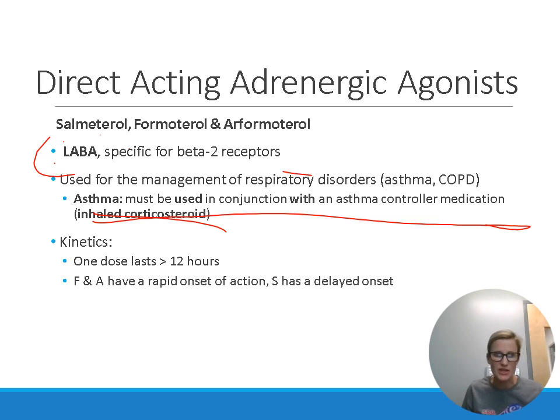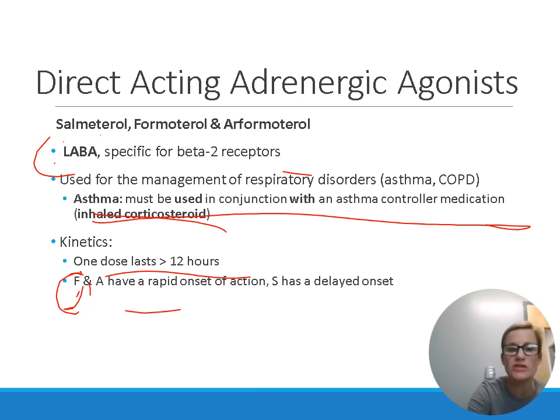Again, the difference here with these beta 2 agonists is that one dose lasts over 12 hours. Formoterol and arformoterol have a rapid onset of action. Salmeterol has a delayed onset. Formoterol actually starts working so quickly that it could be used for acute symptoms as well. Hopefully this will come up when you do asthma and COPD, but we typically use albuterol as the acute med because it starts working so fast. But formoterol actually does too. So formoterol is good on both sides. It starts working right away and it lasts for a long time. So it's doubly beneficial.